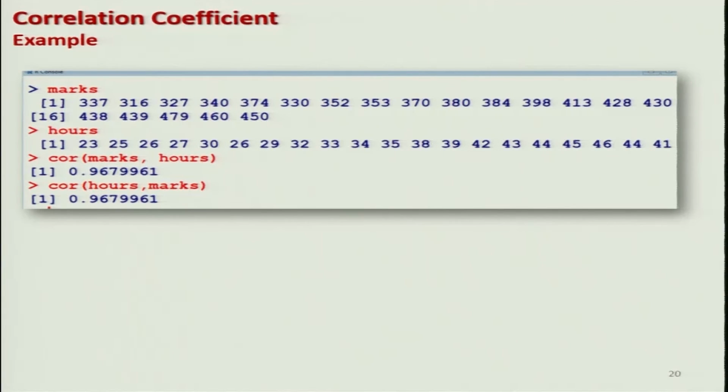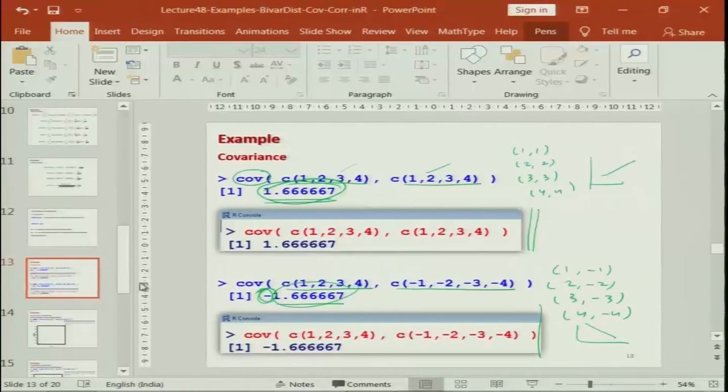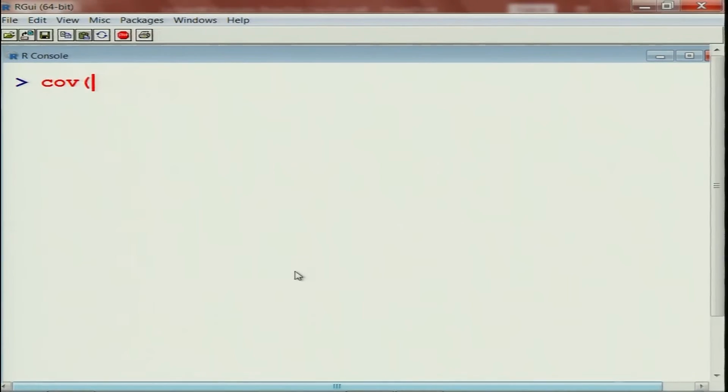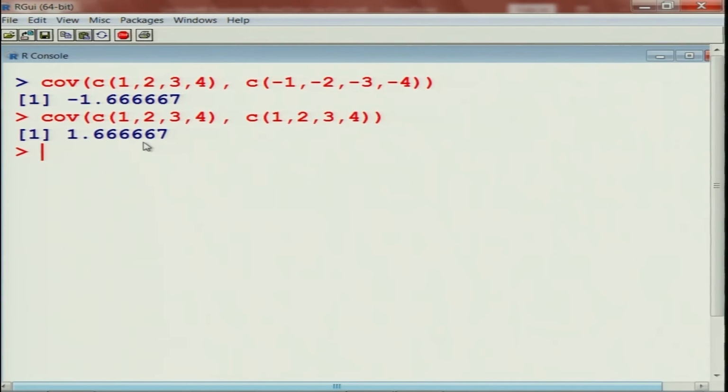Now, I will show you these things on the R console, so that you can understand what is really happening here. If I first find the covariance between c(1, 2, 3, 4) and c(-1, -2, -3, -4), you can see this value comes out to be -1.66. But if you remove these signs and make both observations positive, you can see how the sign changes.